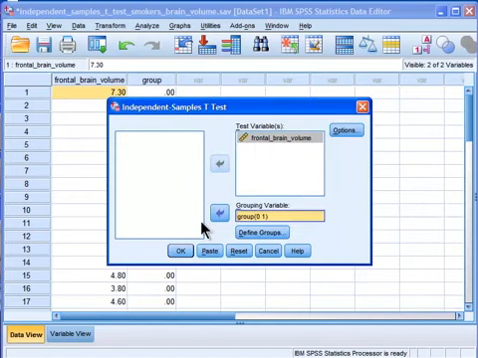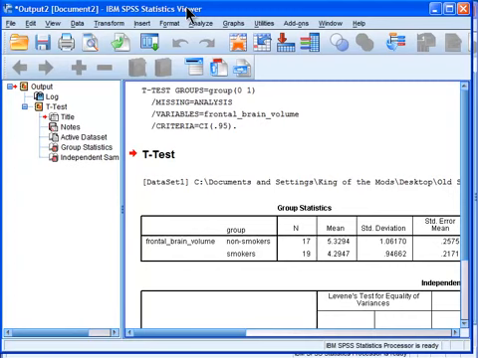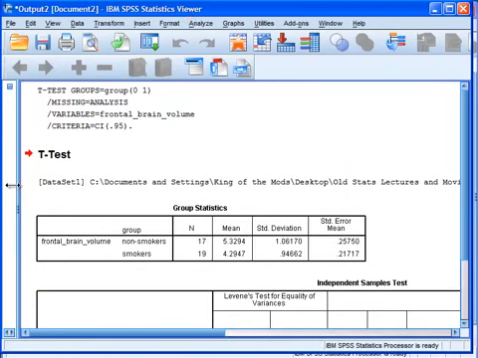Click Continue. And I'll note that it wouldn't actually matter whether you have zeros and ones here, whether you used 1 and 2 or 3 and 4 or 10 and 20. Any number would actually be useful in this grouping variable. 0 and 1 is probably what most people use in this case. So click OK. And the output is produced by SPSS. I'll just move this to make the output more visible.